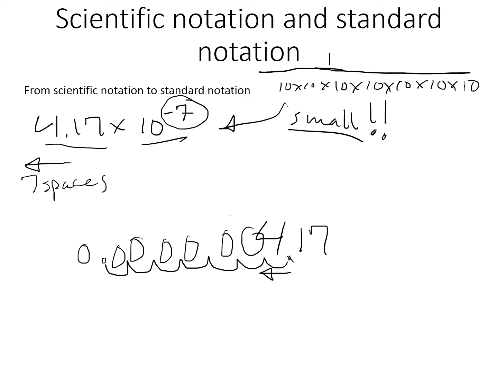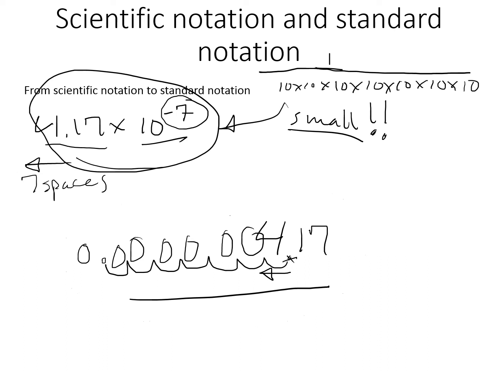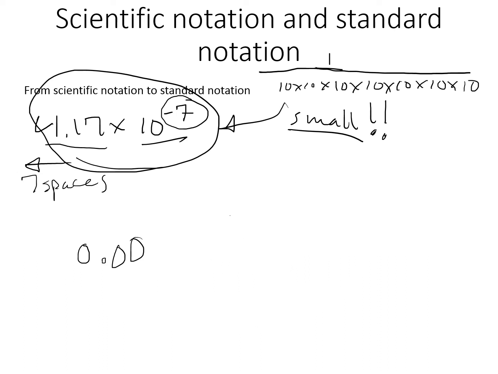0.000000417. That's gone now. All right, so this is standard notation, and this is scientific notation. A couple of things about that I've already said, but I feel compelled to say them again. Scientific notation, 3.88 times 10 to the 4th, we'll say.